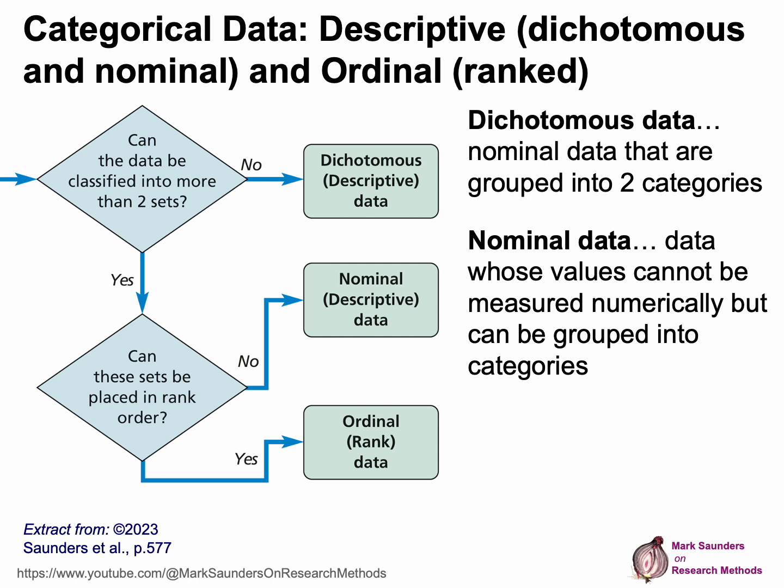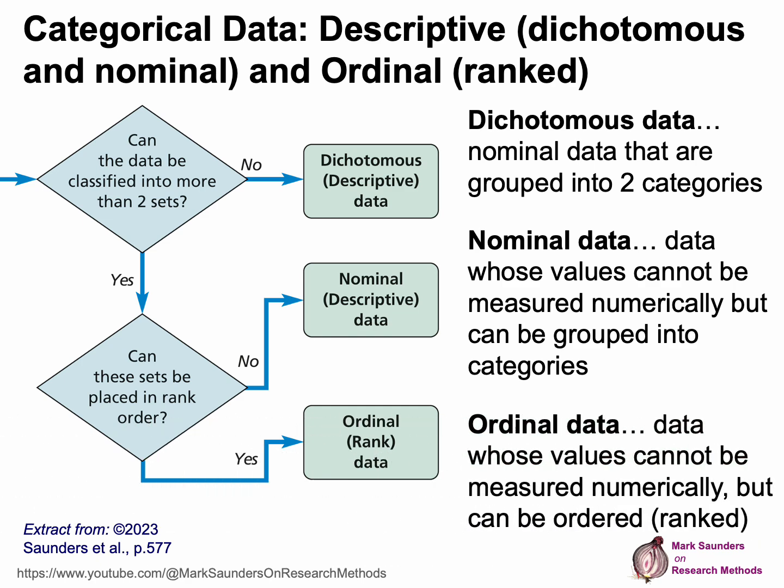If, however, we answer the first question yes, can the data be classified into more than two sets, and the second question also yes, can these sets be placed in rank order, we have what is known as ordinal or ranked data. Ordinal data are data whose values cannot be measured numerically, but they can be ordered or ranked. So ordinal data might be after we've interviewed people for a job, we rank them in order of suitability. Alternatively, it might be the rank order of preferred sites for a new location for a hotel.